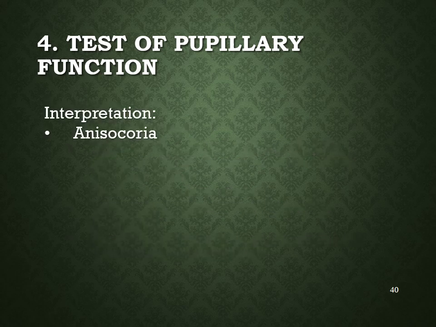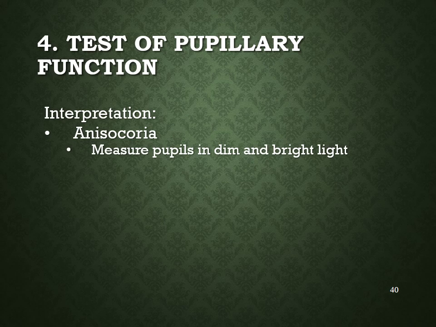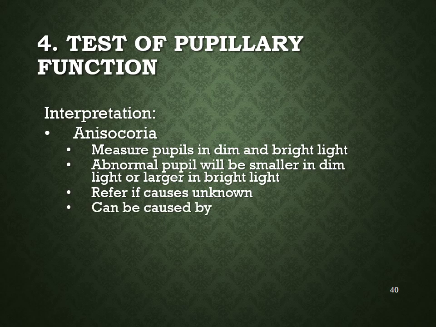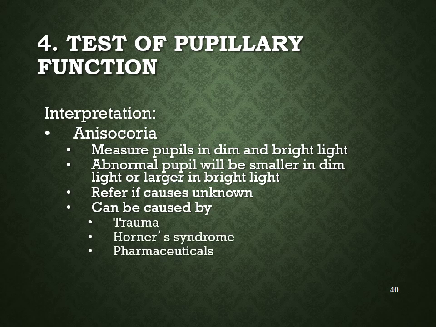For anisocoria, measure the pupils in dim and bright light, and the abnormal pupil will be smaller in dim light or larger in bright light. Refer if the cause is unknown. It can be caused by trauma, Horner syndrome, pharmaceutical effect, Adie's tonic pupil, and so on.